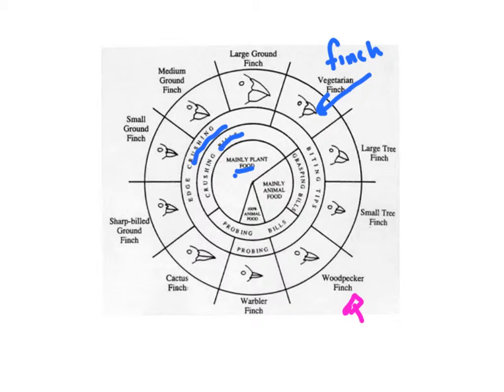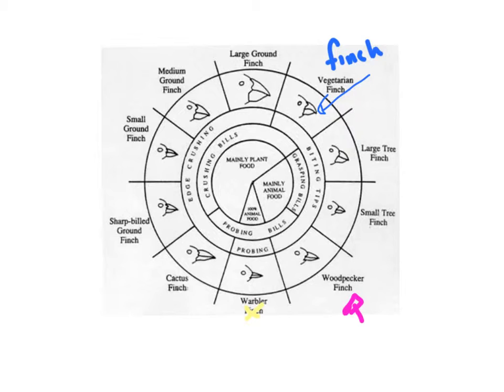So if you want to know the characteristics for a particular finch, basically all you have to do is start on the diagram at your finch and then look at everything that finch intersects as you travel from that finch to the interior, towards the center of the circle.